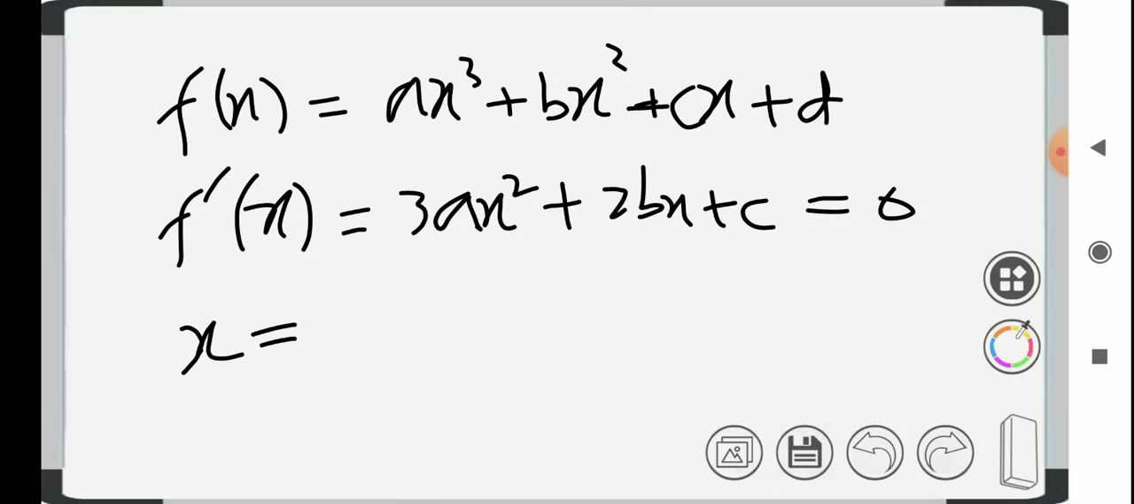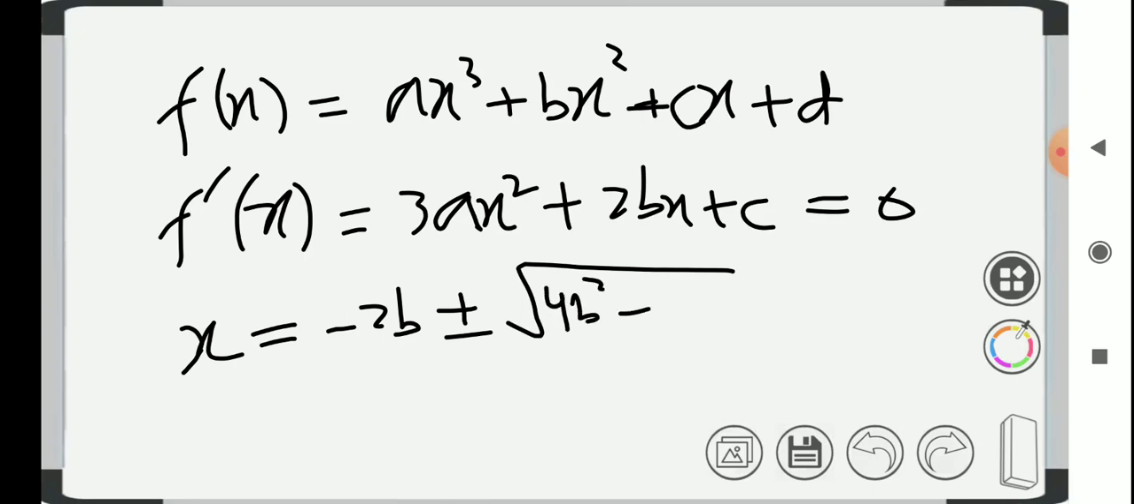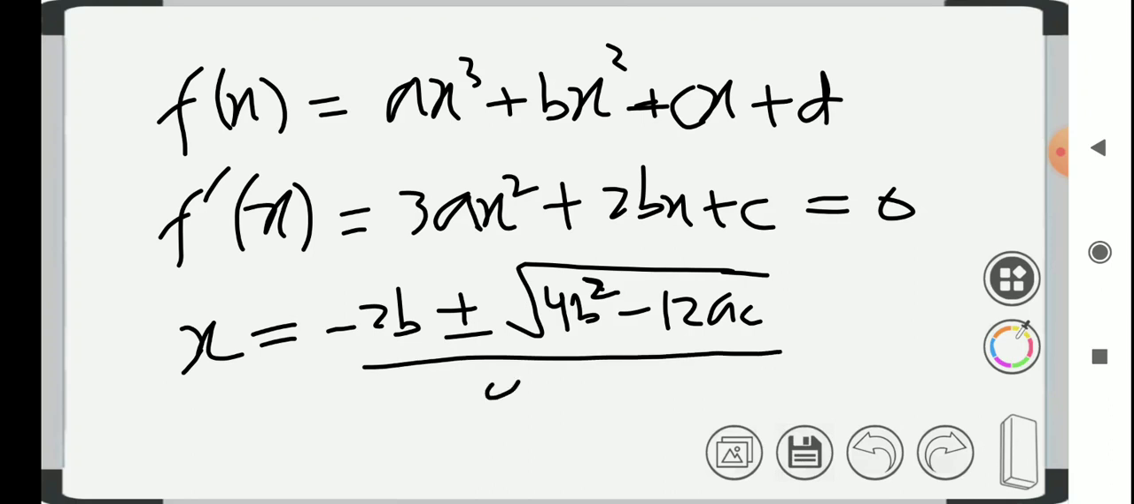The roots of this equation are given by minus 2b plus minus under root 4b square minus 12 times ac, upon 2 times 3 times a. So we have here two roots of this equation, f dash of x is equal to 0. We will get 2 points and we will find the second derivative of this function. We will put these values and determine whether that is a point of maxima or a minima.